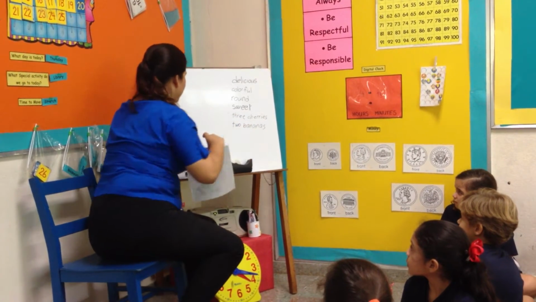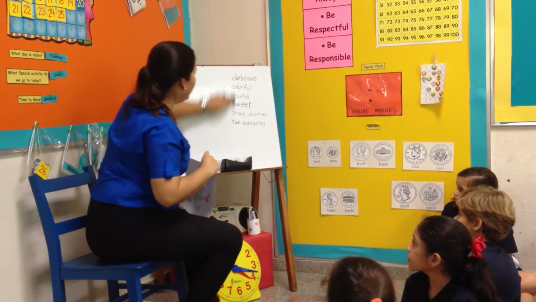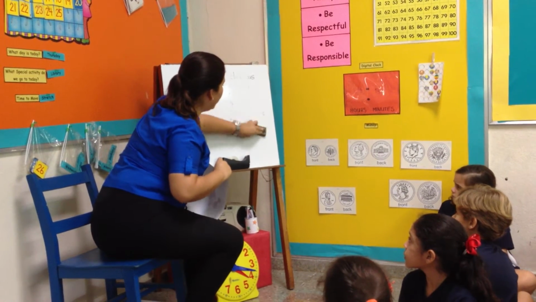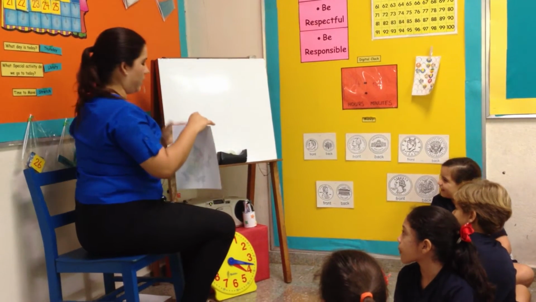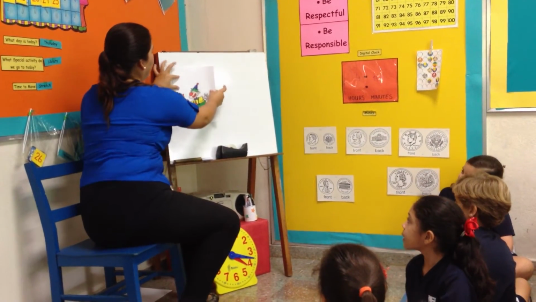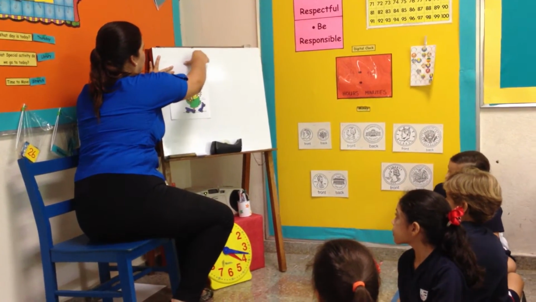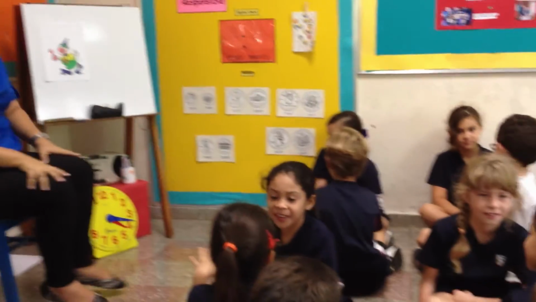We're going to erase the words for the clown because we're going to write new words about this picture. Talk about words that describe the clown. Talk to your partner.